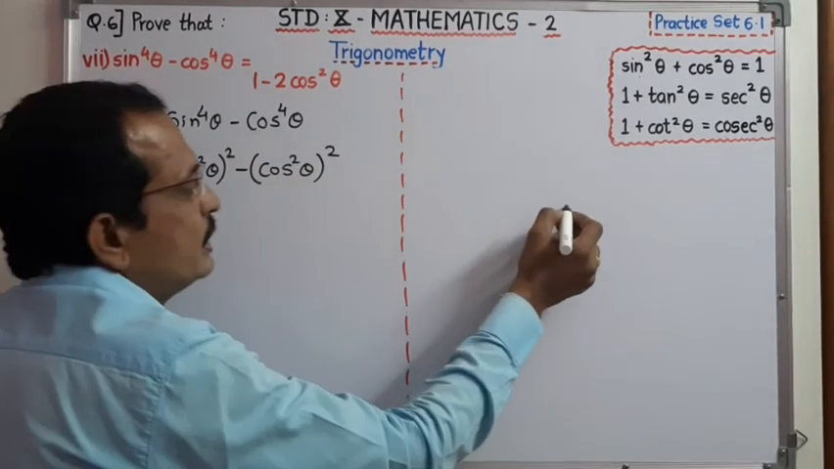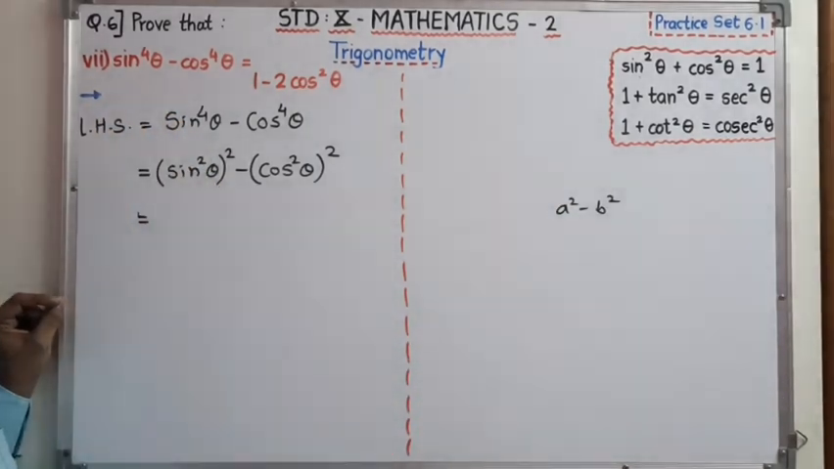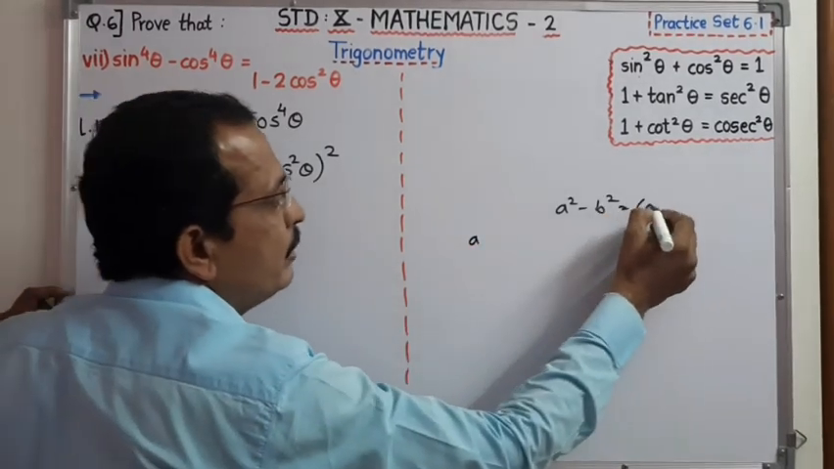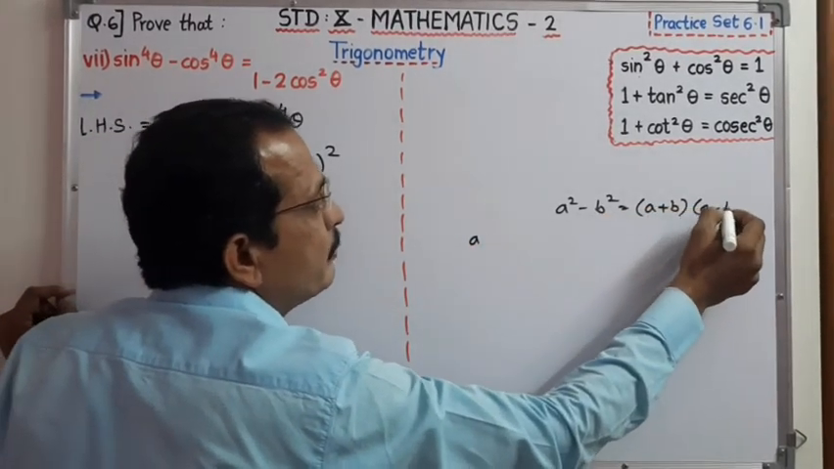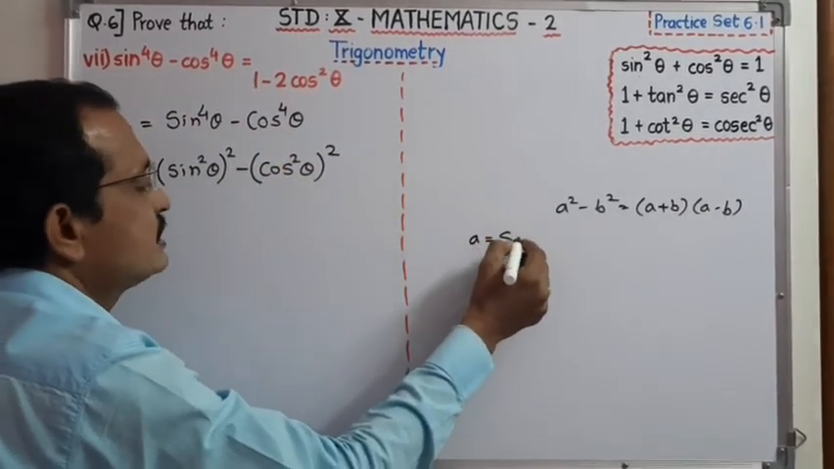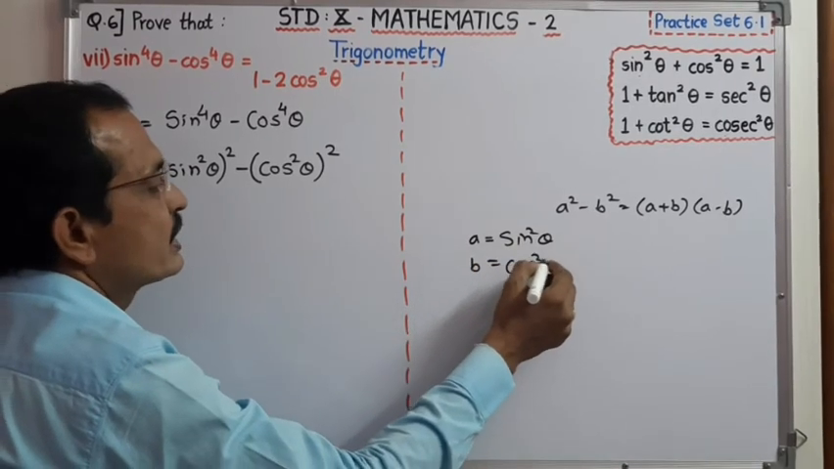That means here a square minus b square formula we can apply. Now here a square minus b square, we can write here a plus b and here a minus b. Now in this case, what is a? A means sin square theta, and what is b? B means cos square theta.